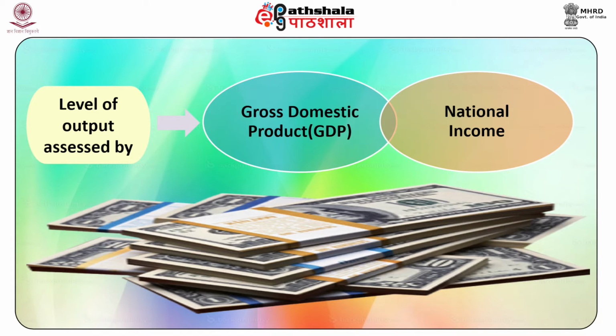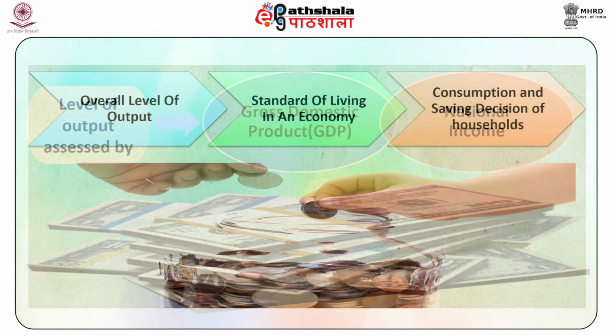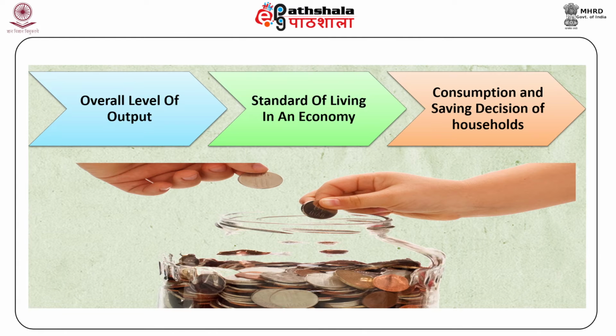In the module on national income, we will learn that GDP is a measure of all final goods and services that are produced in a given year within the domestic economy. A number of other useful national income aggregates will be introduced. The overall level of output in an economy determines the standard of living of an economy. The income, and hence the consumption and saving decisions of a household, depend on it.